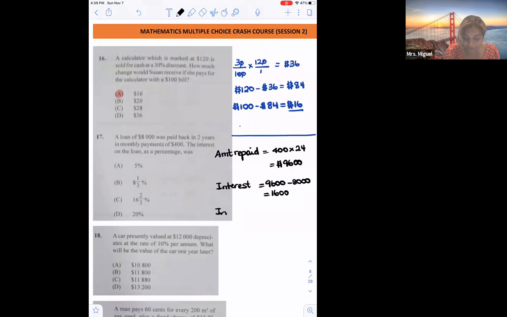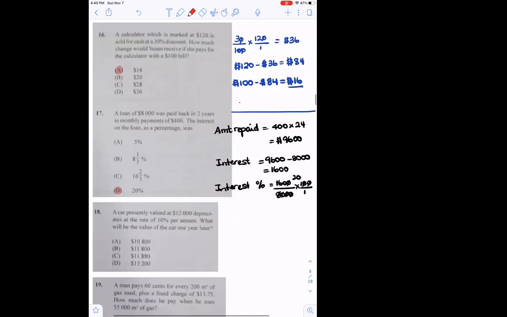So the interest as a percent would be 1,600 over the amount of the loan, which was the 8,000, multiplied by 100 over 1. So 8 could go into 160 20 times. So the answer is 20%. Did anybody get that? Yes, miss. All right, let's go.